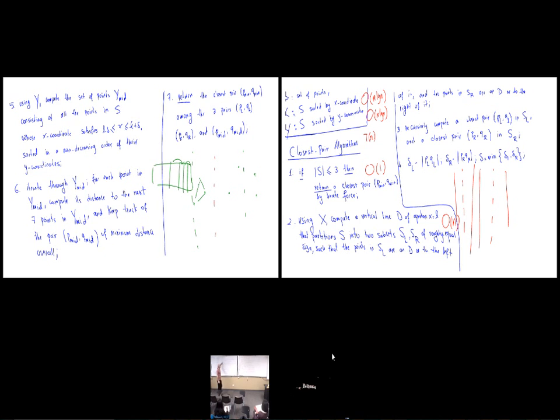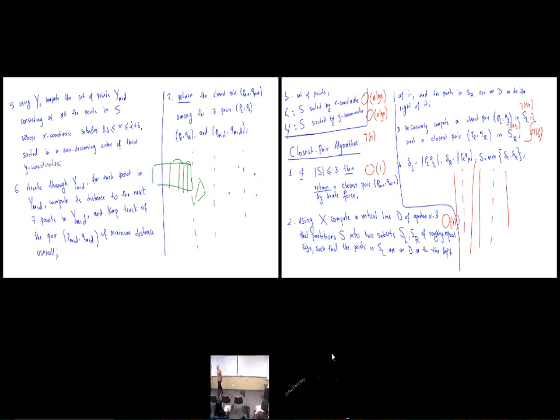Recursively compute a closest pair in SL, recursively compute a closest pair in SR. So now you're making 2 recursive calls, each to the same algorithm. The only change is the problem size. Instead of calling it on n points, you're calling it on roughly n over 2 on the left, roughly n over 2 on the right. So when you call it on SL, it's t of n over 2. When you call it on SR, it's t of n over 2. So this gives you 2 t of n over 2 overall.